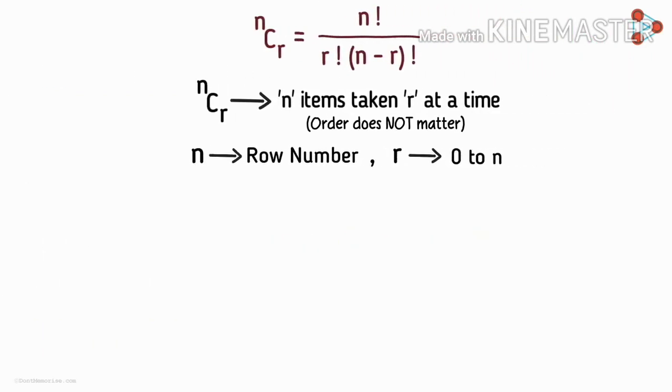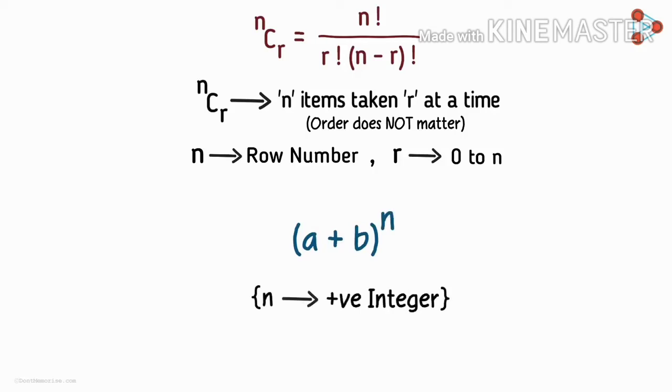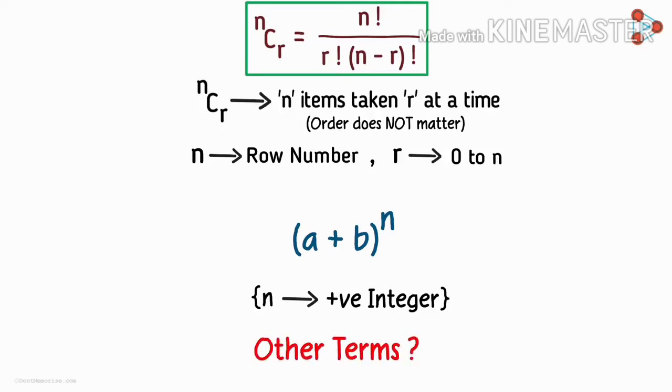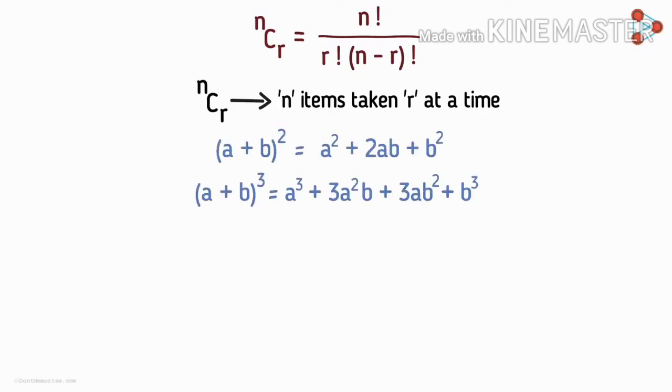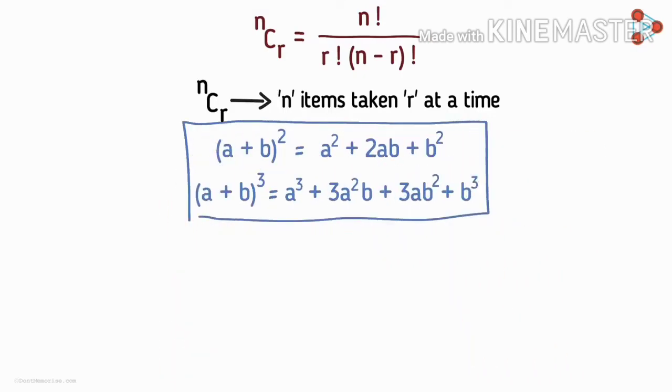Say we have to expand the binomial a plus b raised to any positive integer. We know that to get the binomial coefficients, we can use the formula of combinations. But how do we get the other terms consisting of a and b? What do I mean when I say other terms? Take these two identities for instance. Now using the combination formula, we will get 121 and 1331. But what about these parts?